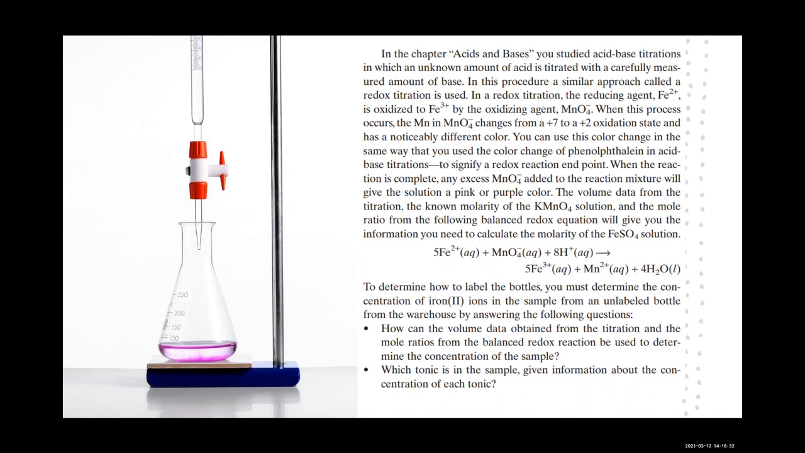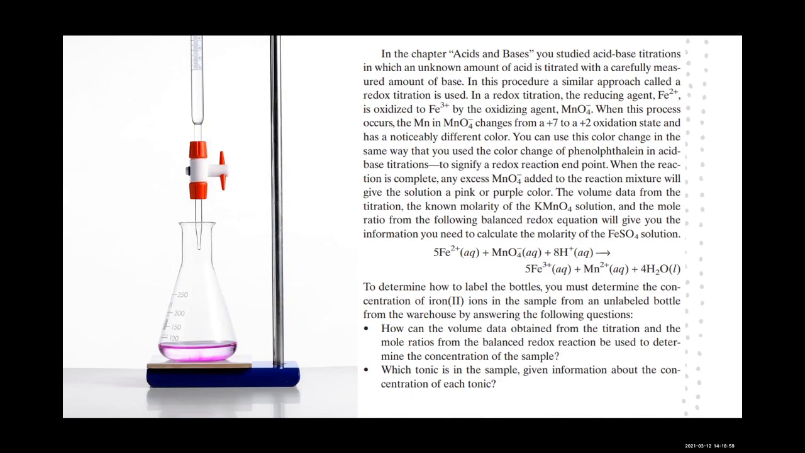When the reaction is complete, any excess MnO4- added to the reaction mixture will give the solution a pink or purple color. The volume data from the titration, the known molarity of the potassium permanganate solution, and the mole ratio from the following balanced redox equation will give you the information you need to calculate the molarity of the iron(II) sulfate solution.